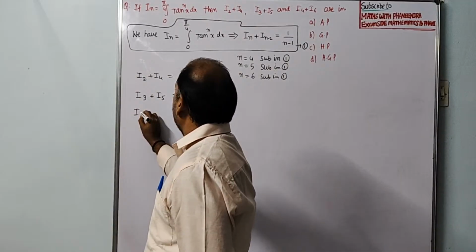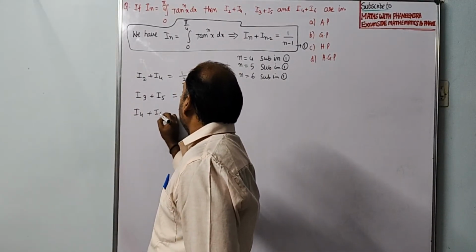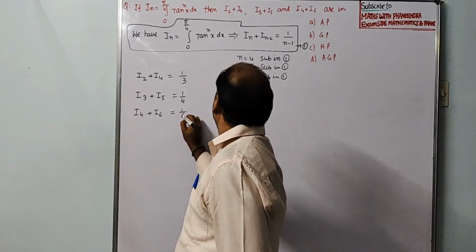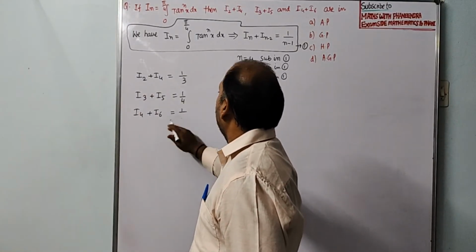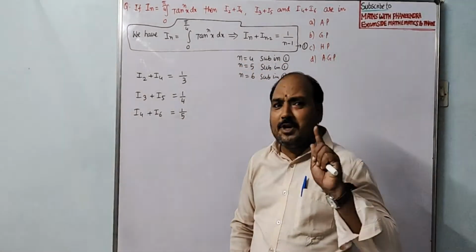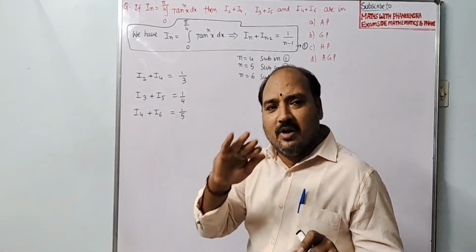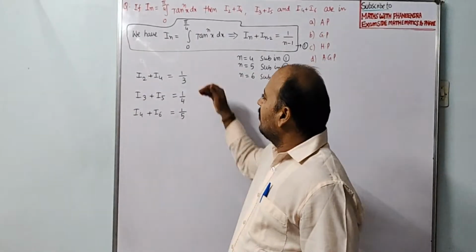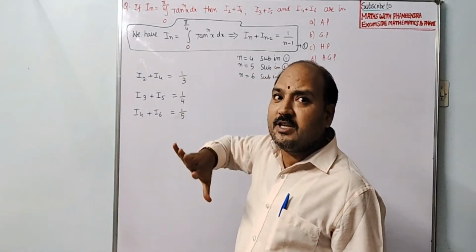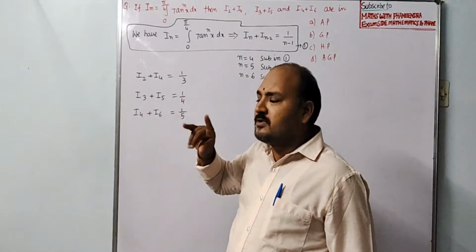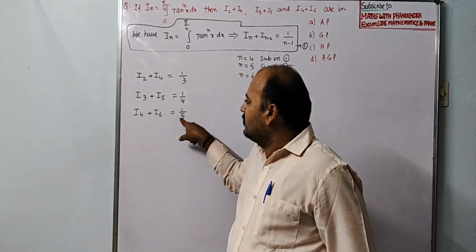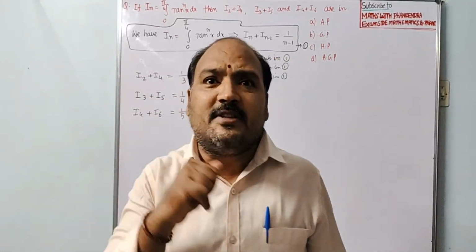I4 plus I6 is 1 by 5, 6 minus 1, no? 5. Observe carefully, dear students. Here, logically we will get that answer. No need of verification, but I will explain how it will be. Whenever numerators are equal, observe the denominators carefully: 3, 4, 5. Generally 3, 4, 5 means common difference is equal only, no?